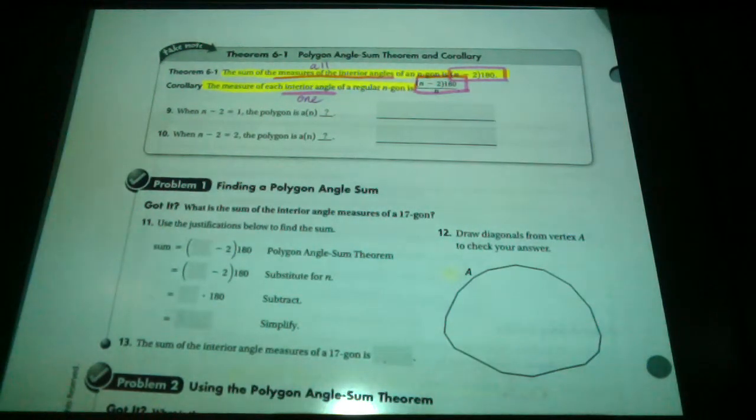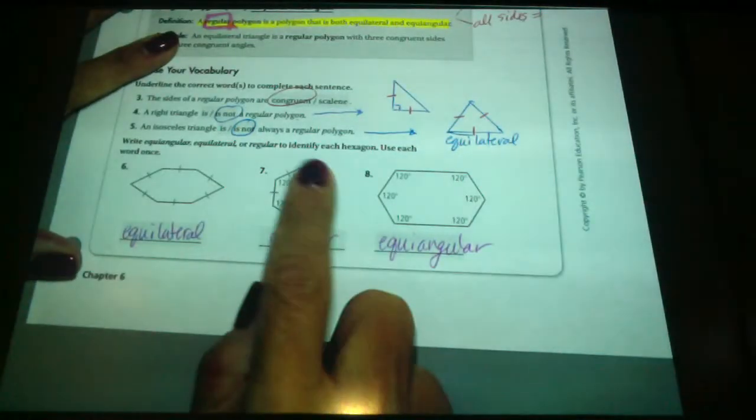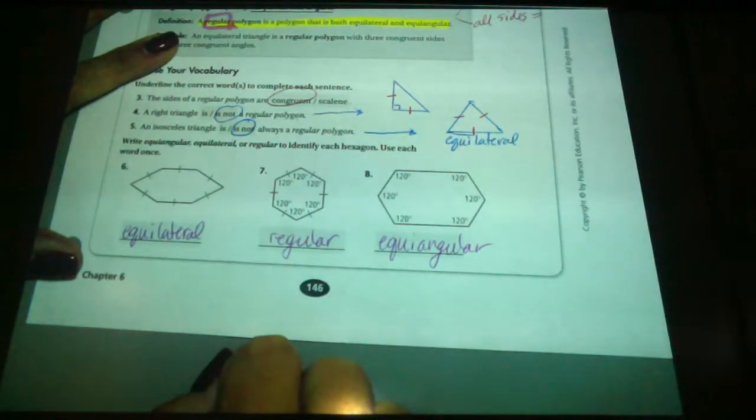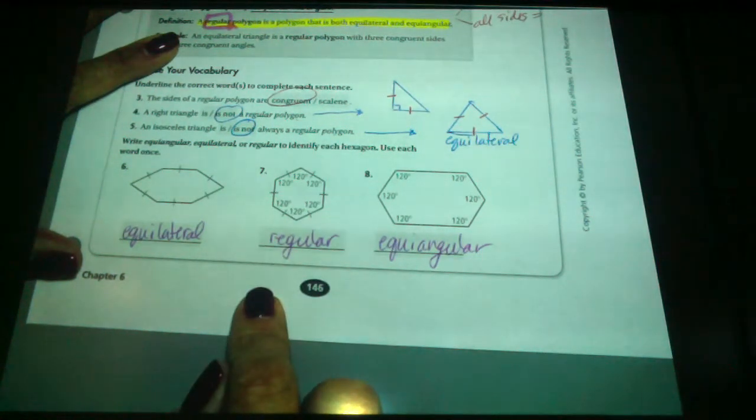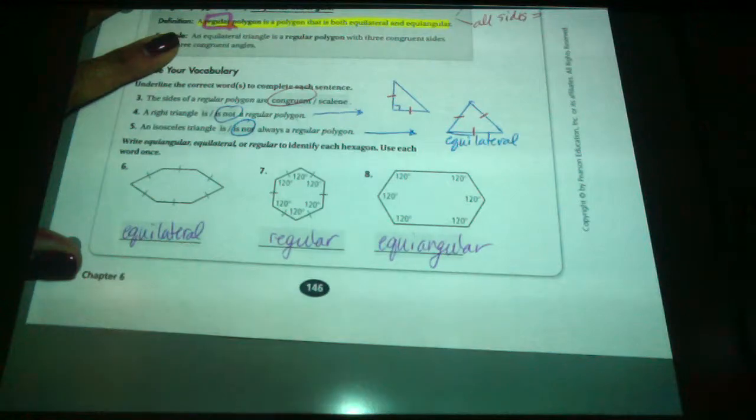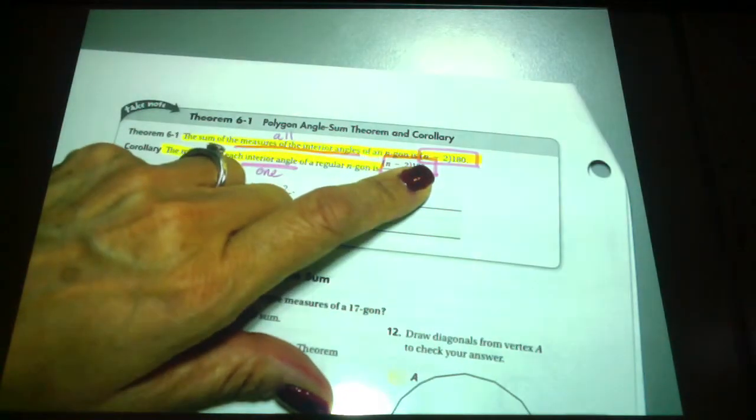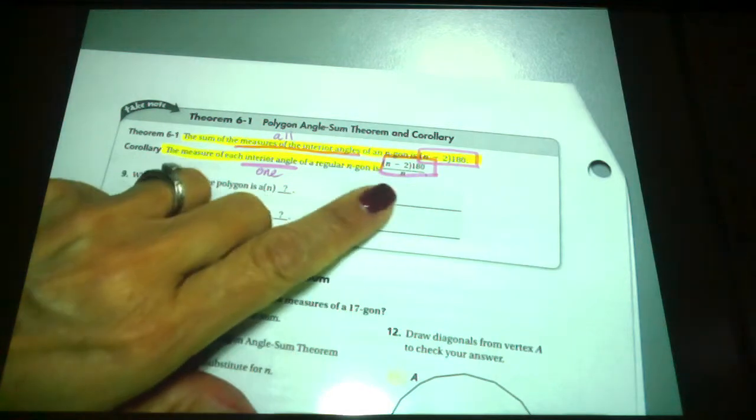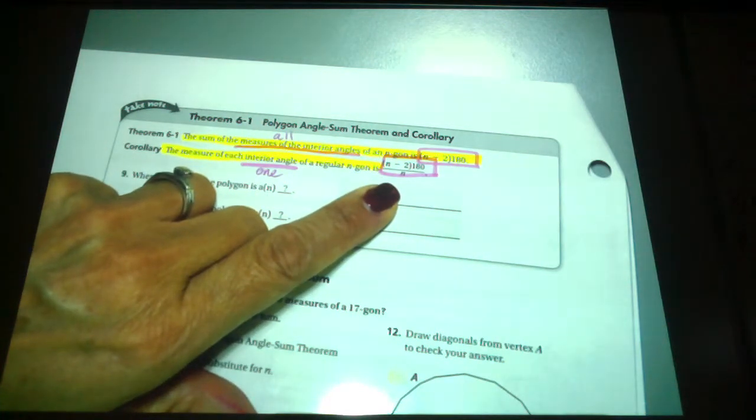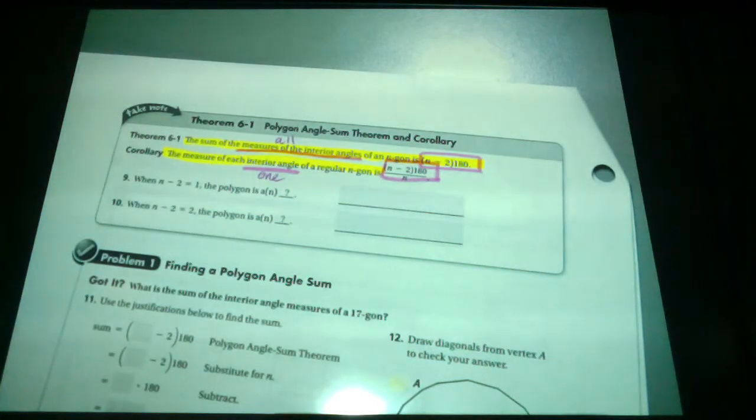Why divide it by the number of sides? If you look at a polygon, so look at this one here. How many sides does this have? 6. And how many angles does it have? Vertices, 6. So whatever the number of sides any polygon has, it's going to have the same number of angles. So if I find the sum of the measures of all of the interior angles inside the polygon and I divide it by the number of sides, that's going to give me the measure of one specific angle. And so that's what they're doing there.